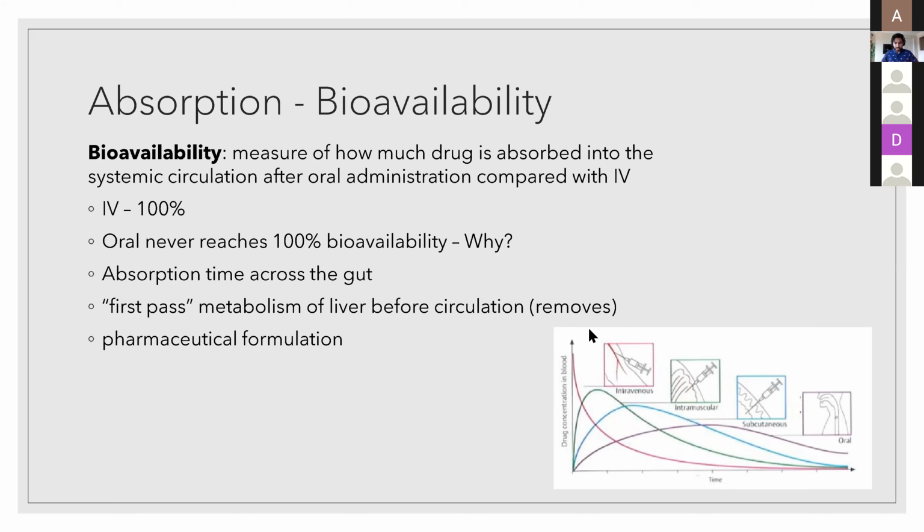This little graph in the bottom right-hand corner highlights the differences. For intravascular, we can see it starts off with 100% bioavailability, and then as it's metabolized and excreted, it decreases over time. The next being intramuscular, then subcutaneous, and then finally oral.